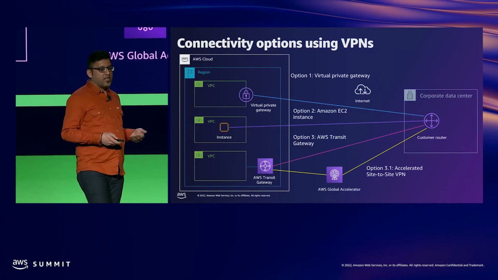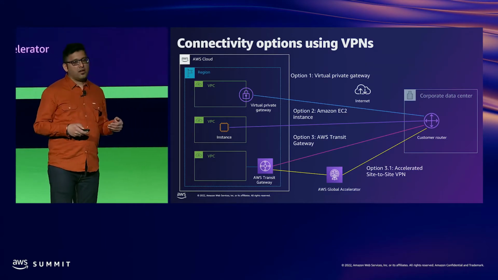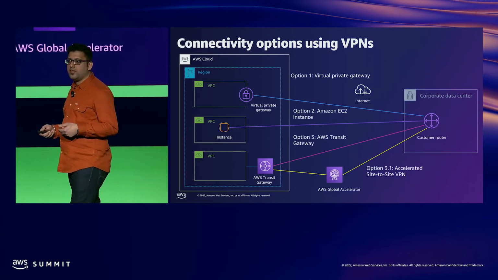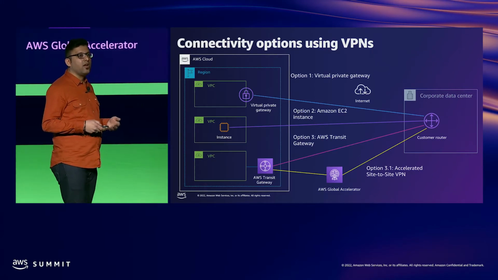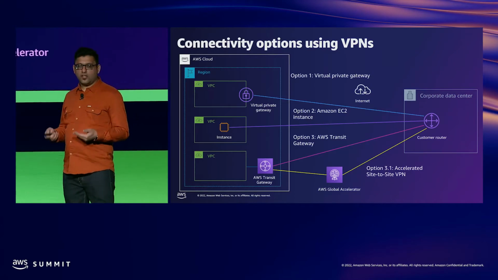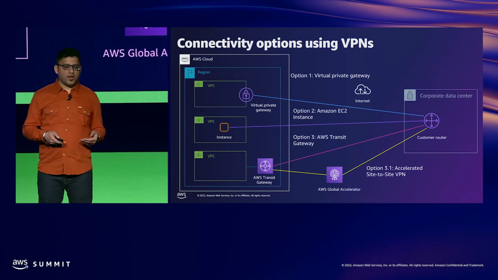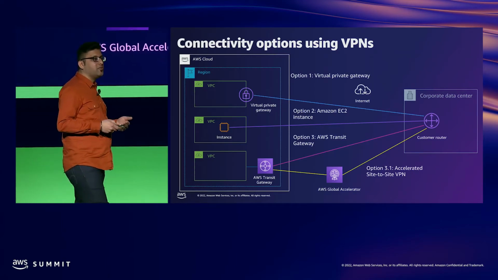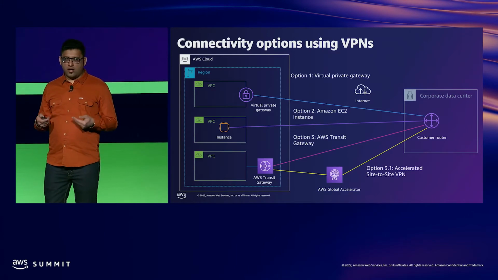In these options, as you can see, option number 2, which is the VPN option that you're terminating on an Amazon EC2 instance, is something that is managed by you as a customer. So you are responsible for managing the high availability as well as taking care of all the other operations involved with that. Whereas the other options such as virtual private gateway and the transit gateway are managed by AWS. So we take care of the high availability and all the operations that come with it.